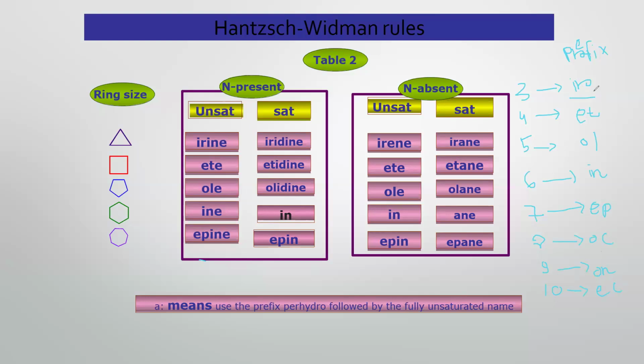So you can remember it like iritol, iritol, in, epoch, on, eclair. Okay, this is a mnemonic for remembering the prefixes for different rings which contain different numbers of atoms. So IR, ET for the 4-membered, 5-membered OL, 6-membered IN, 7-membered EP, then 8-membered OC, 9-membered ON, and 10-membered EC. Okay, you are clear with this? Note it down if you don't know.